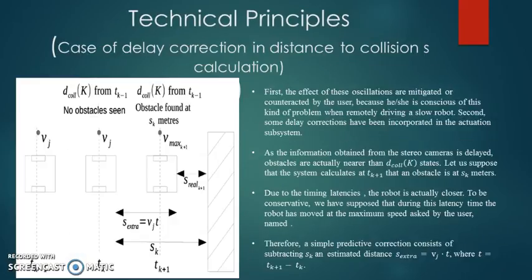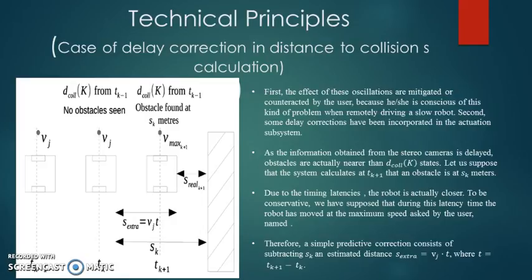In case of delay, correction in the distance calculation is applied. First, the effects of this oscillation are mitigated or countered by the user because she is conscious of this kind of problem when remotely driving a slow robot. Second, some delay correction has been incorporated in the actuation subsystem. As the information obtained from the stereo camera is delayed, obstacles are actually nearer than in the correct case.